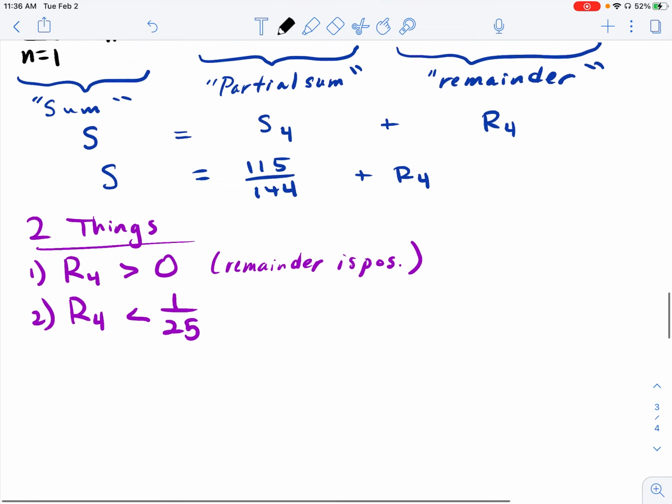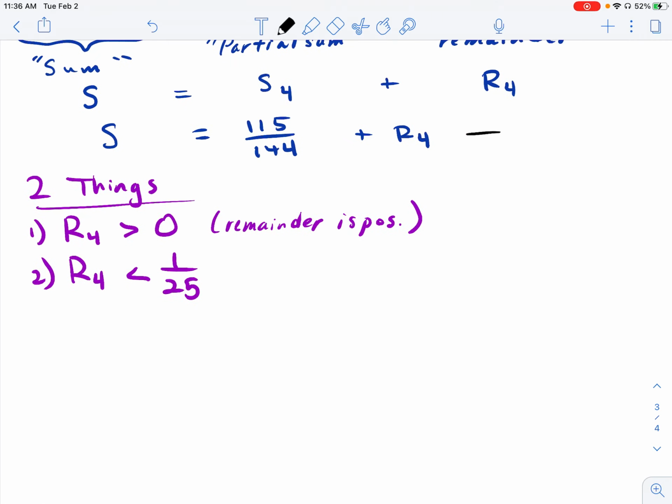So kind of borrowing from this line here, and keeping in mind the two things we just established, I can then say the following. I know that the actual sum of my series is greater than S sub 4. I know it's greater than my partial sum. I'll actually write the actual value underneath. So it's greater than 115 over 144. I know that for certain.